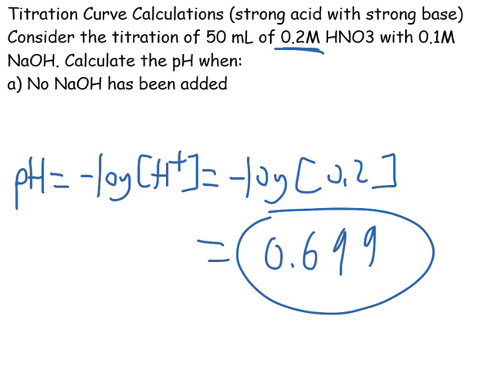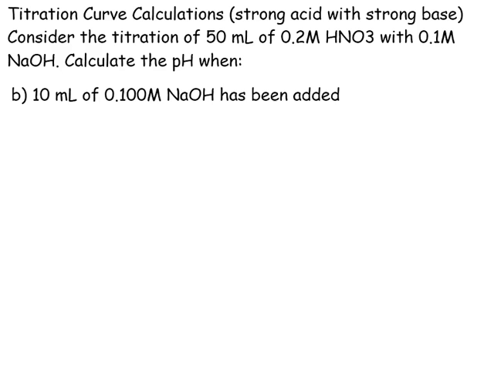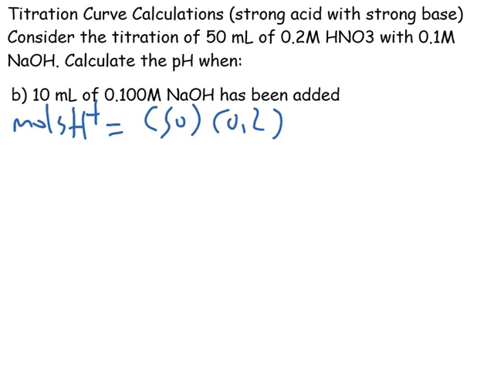So yeah, that was really easy, but that's before any base is added. Things get really complicated once you start adding that sodium hydroxide. So what happens when 10 milliliters of 0.1 molar sodium hydroxide has been added? Well, things are going to get complicated because you're going to have to take into account the hydroxide ions and the change of volume. So the first thing I would do is find how many moles of stuff we have. So moles of H plus ions, well, that's just going to be 50 times 0.2. That's going to be 10 millimoles of H plus ions.